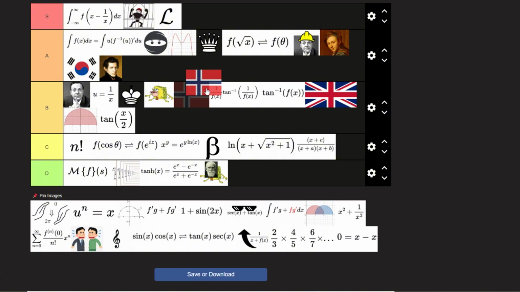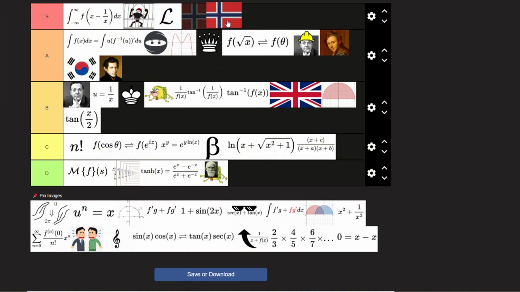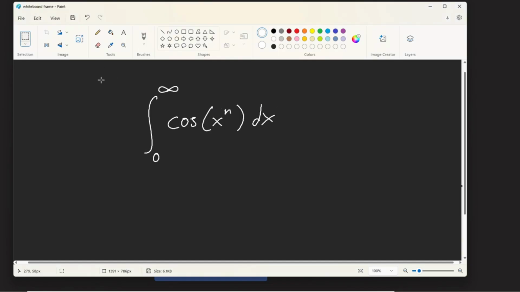Norwegian Substitution. Oh, S tier. Norwegian Substitution. I'm sorry, but this goes in S tier. This is so satisfying. This is super satisfying. For those who don't know, let's recap Norwegian Substitution, shall we?